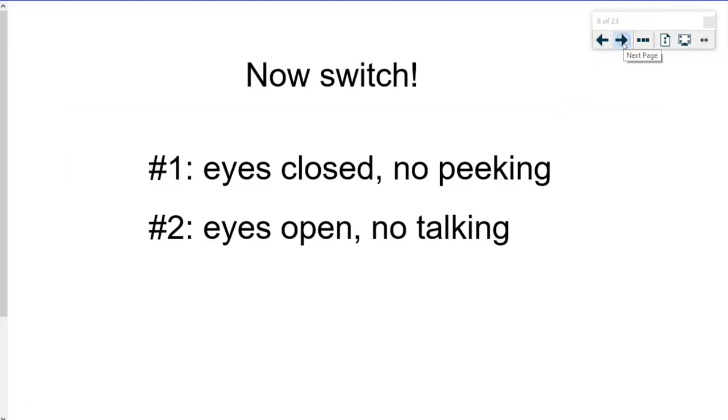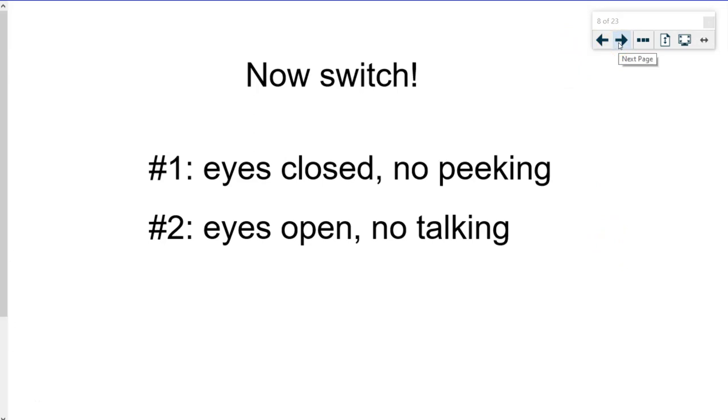So now I want you to switch. Number one, your eyes are now closed. Face towards the back of the room if you're going to be tempted to open your eyes. Number one, your eyes are closed. And number two, your eyes this time are open. Number twos, you're looking at the screen. Are you ready for this? Number twos, looking at the screen.